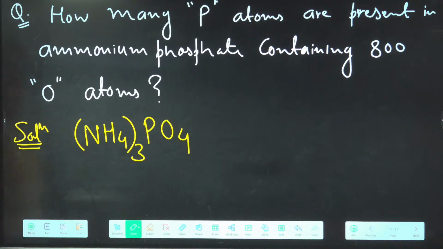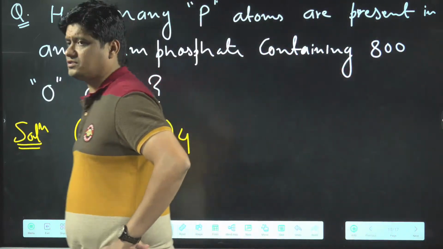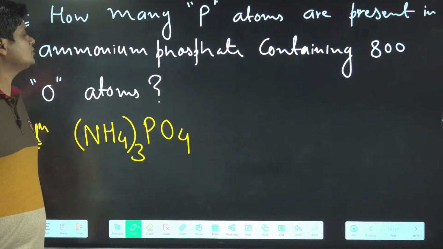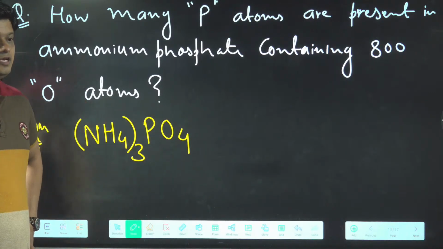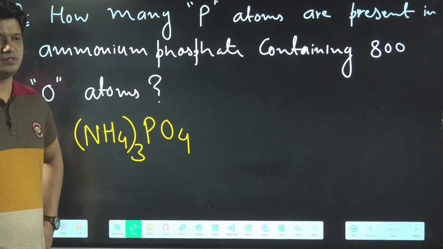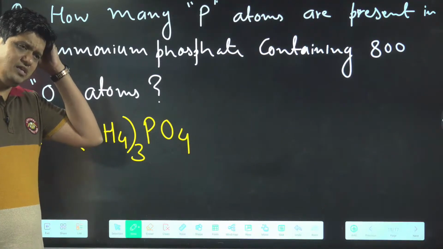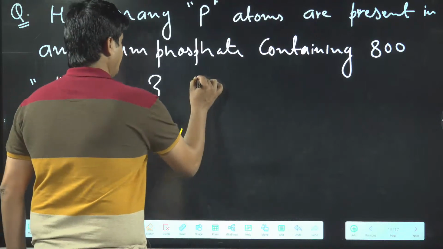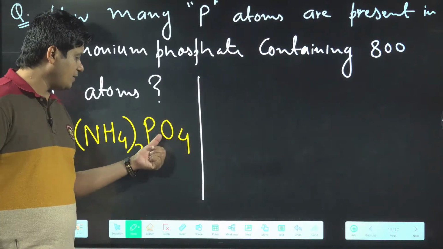Okay, 1 minute is over. Firstly, number of oxygen atoms are given to you, and number of phosphorus atoms are asked by the examiner or by myself. So what will be the initial point? What should be written in left side? Oxygen.